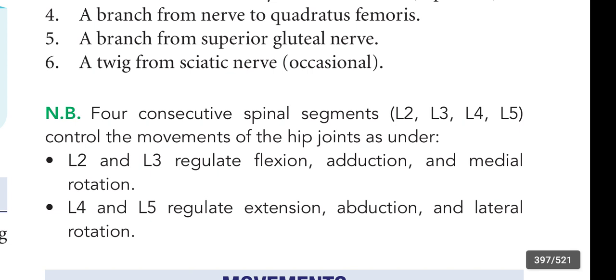L4, L5 regulate extension, abduction and lateral rotation. These are movements away from the center of the body. I think it is clear.